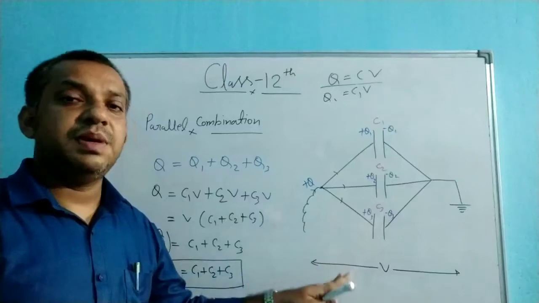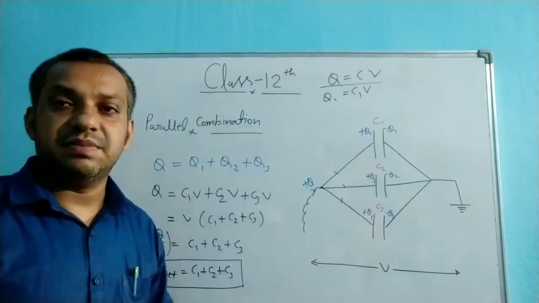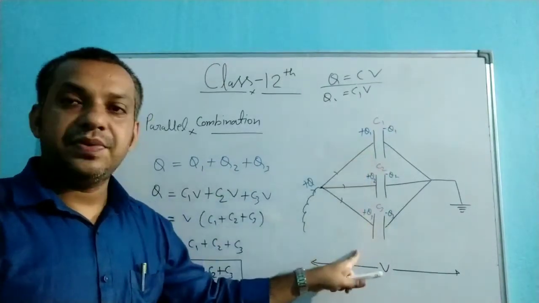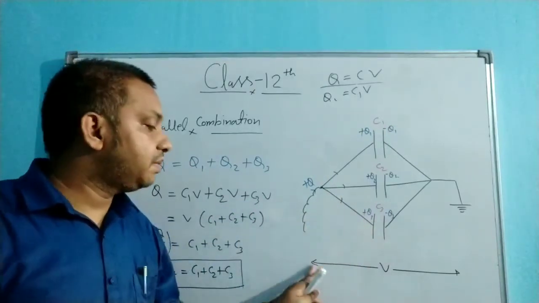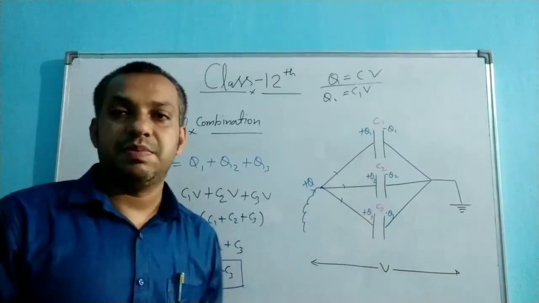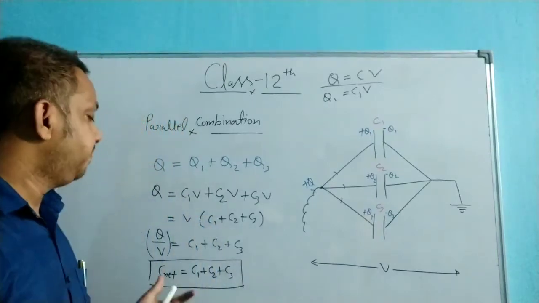That will draw the same amount of charge from the supply, the same supply. Either you use these three or you use only one capacitor. In both cases you will get the same amount of charge from this supply. Right? So this is your parallel combination.